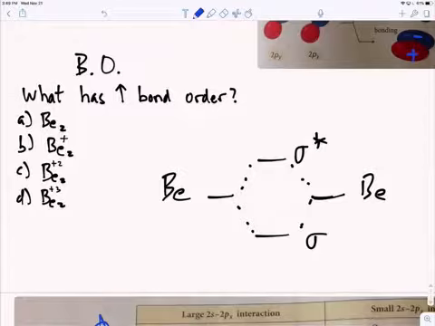So which one is the highest bond order? Let me show you this. Here is, well, let me see if you can figure this out. I'm curious. I'll give you a few seconds, then I'll explain it. The noon class couldn't get this.